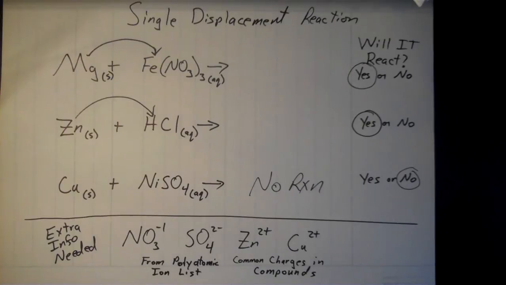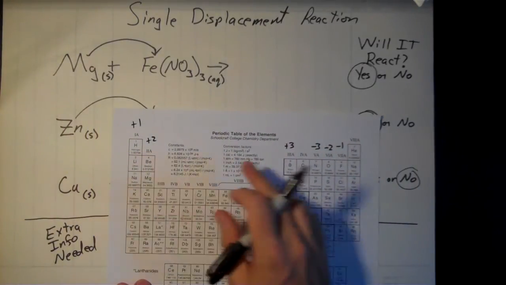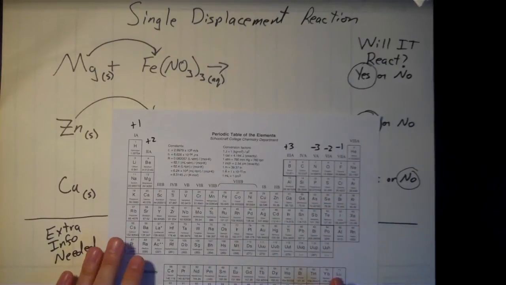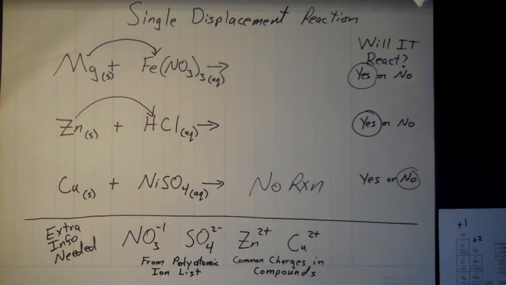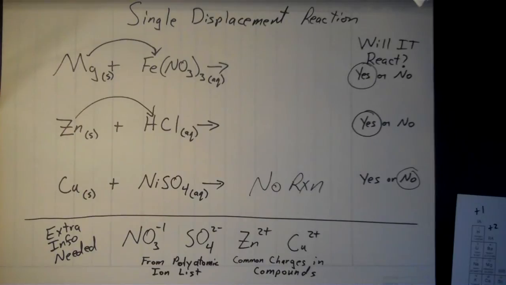Otherwise, we have our periodic table. The main group elements, we can figure out what their charges are, and non-metal elements, we can figure out what their charges are from their location in the periodic table. So I'll bring that back here in just a second.